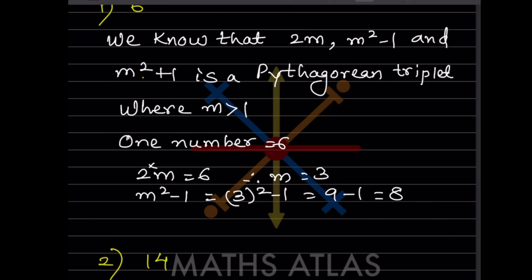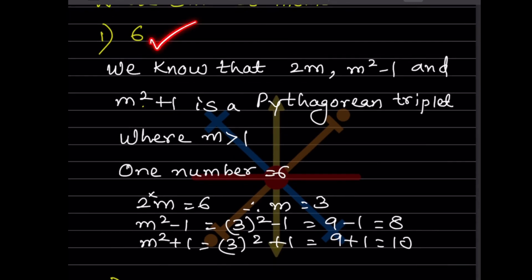And here again what will you write here? We want m square plus 1. So we'll write here m square plus 1. That is going to be 3 square plus 1. That is going to be 9 plus 1. That is going to be 10. So now what numbers will we get here? So we have the numbers 6, 8 and 10.